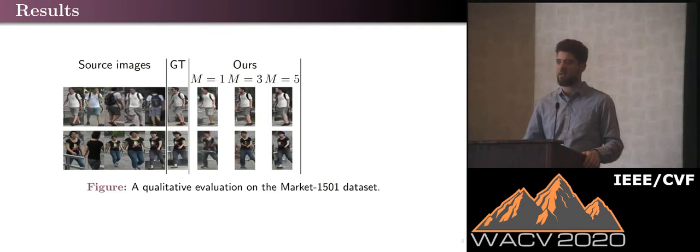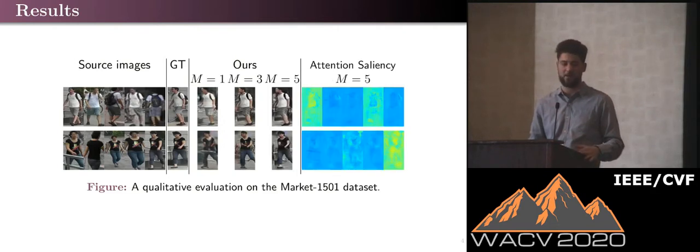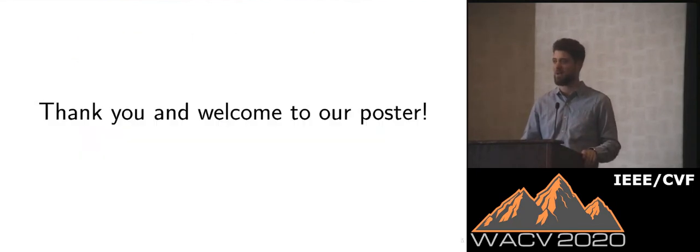And this model has another interesting feature, which is that we can also display the attention maps, which show which parts of the input images are used most to generate the output images. So that's all. If you are interested in the technical details, you can come to the poster. Thanks.